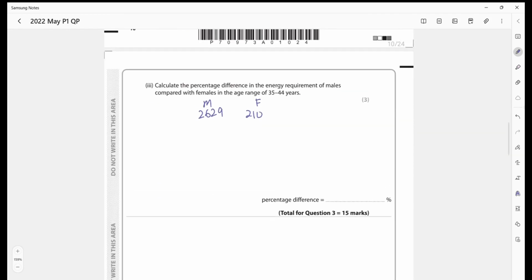Sorry about that, 2,103. Okay, so to find the percentage difference, we would need to find the difference between these two values and divide it by the value for women. The reason why we're dividing it by the value for women is because it says compared with females, right? So the energy requirement of males in comparison with females. So you would find out the difference between these two values divided by the value for females times by 100 because it's a percentage, and we should get 25.